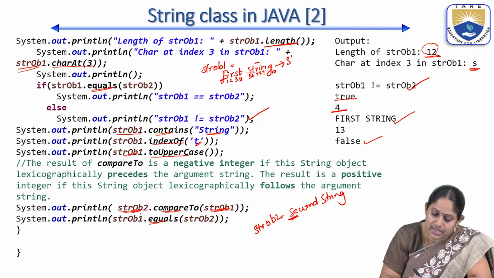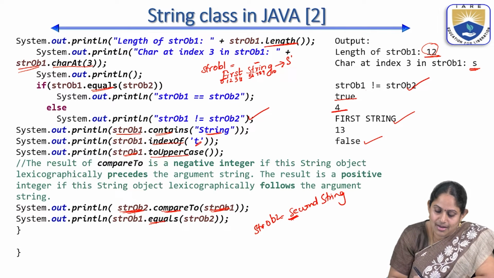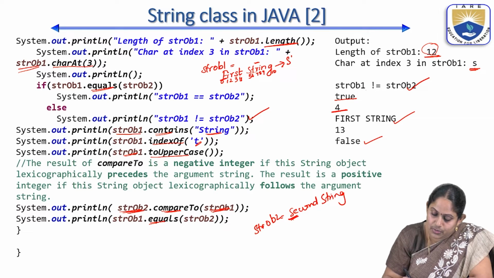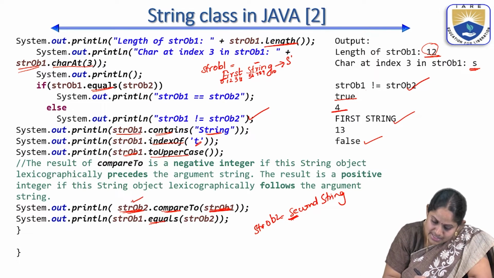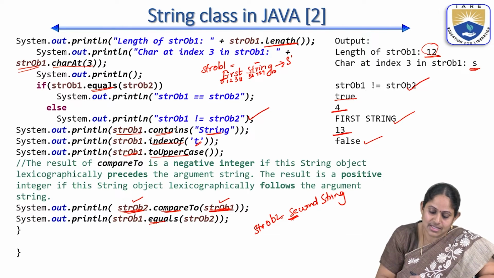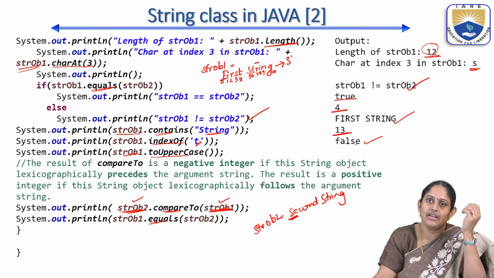So the compareTo method is called on the string object strOb2, and string object 1 is passed as the argument. Since strOb2 comes after strOb1, it is returning a positive value. Since string OB2 is present after OB1, it returns a positive value.